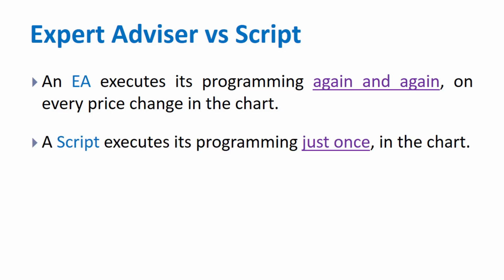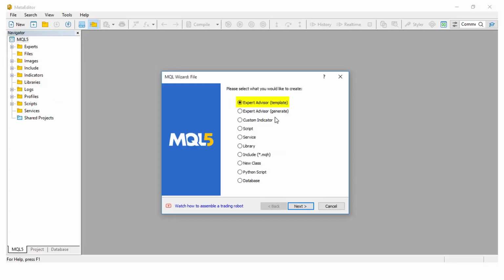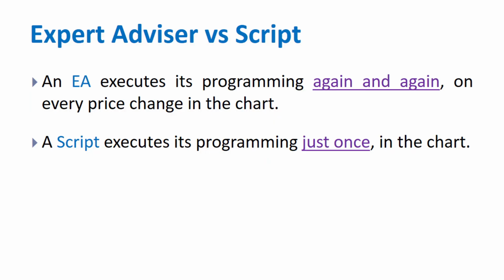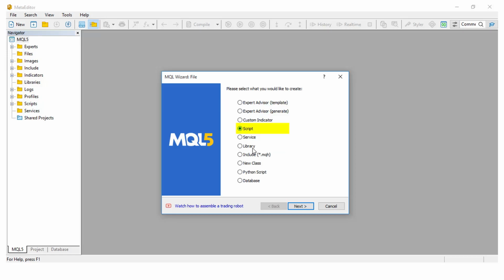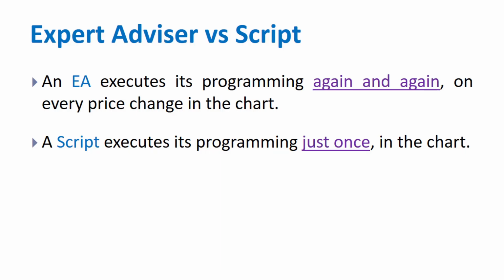Let's suppose we write a program that checks for chart price, and if it is within certain range, then it starts a sell trade. Now if that program is written choosing EA option, then it will keep on checking price in order to start a sell trade. However, if that program is written choosing script option, then it will check the price only once when it is dragged and dropped on the chart, in order to start a sell trade.